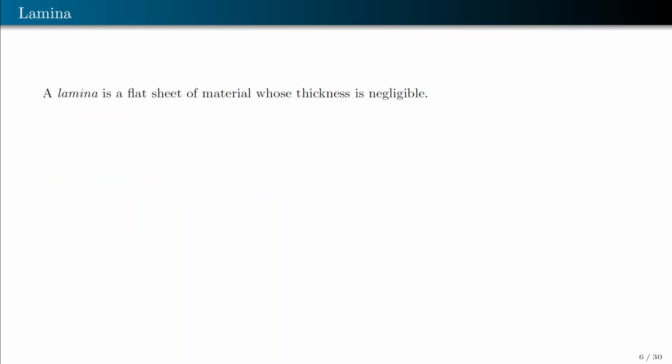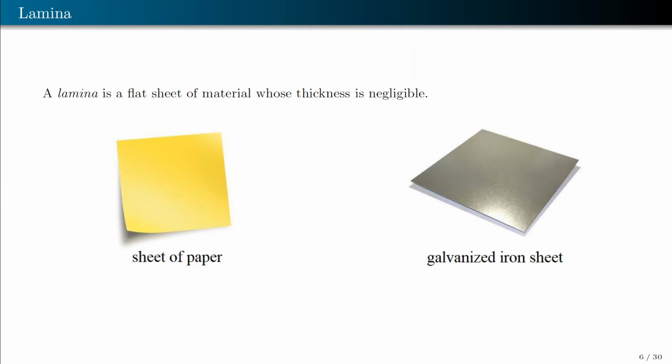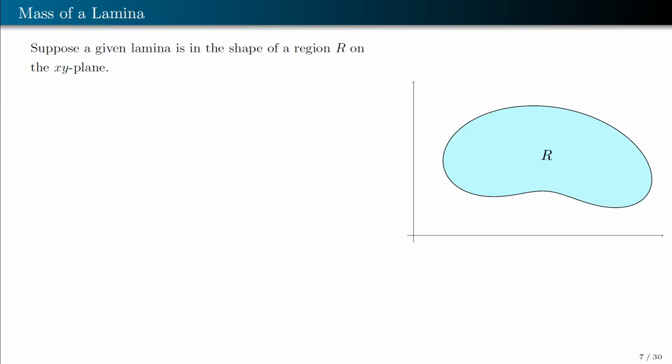Okay, so first let's describe or define what a lamina is. A lamina is a flat sheet of material whose thickness is negligible, or in other words, something that is flat enough to be seen as a two-dimensional object. So example, a sheet of paper and a galvanized iron sheet. Okay, so these things, flat enough sila para tingnan as regions na lang, or two-dimensional na lang. Okay, so ang gagawin natin, we will find the mass of such a lamina.